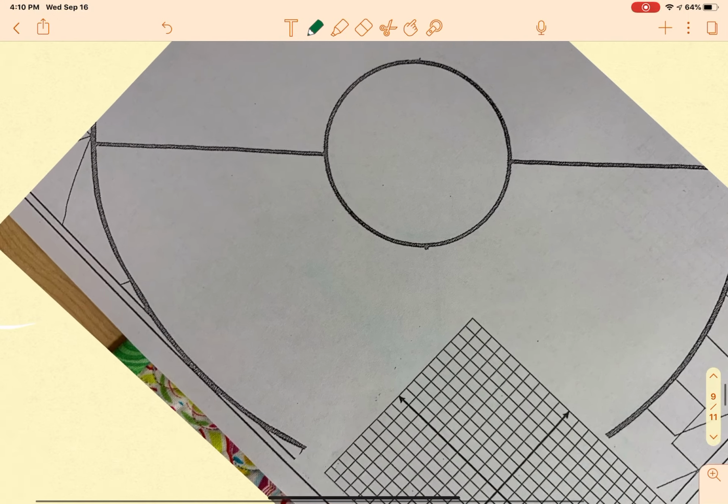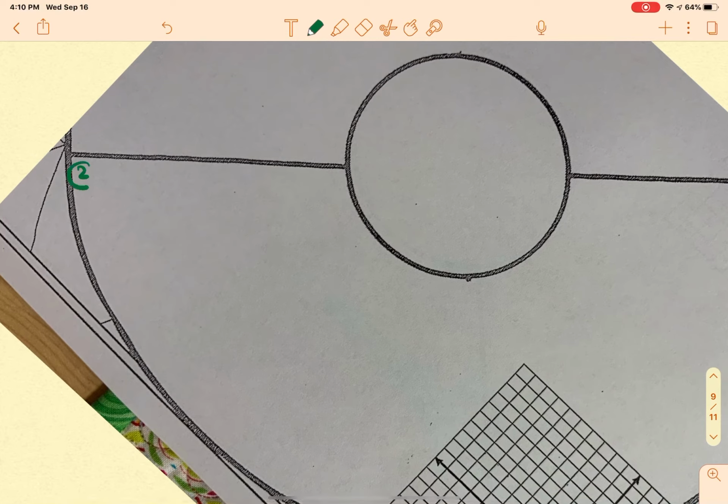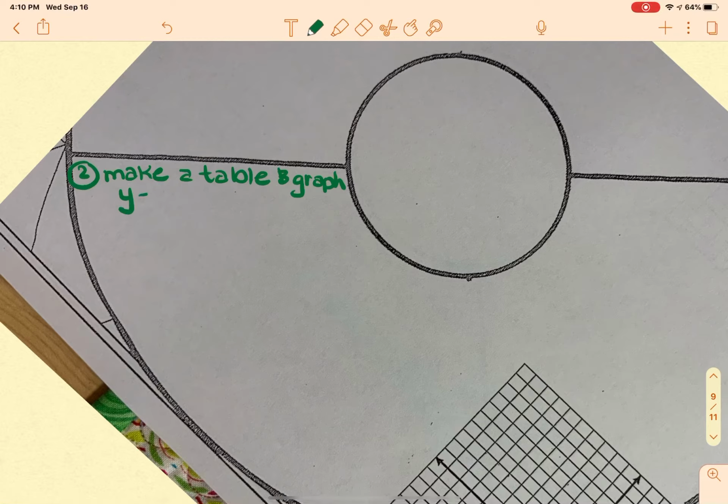So the next one, I'm going to start the same way. So this is number 2. The directions are going to be make a table and graph. And my equation for this one is y equals x plus 2 squared. Now we are going to go back and talk about the graphs a little bit when we get done, but I want to make sure you have some good examples to use first. So we're going to start out and make a table just like we did on the other ones.